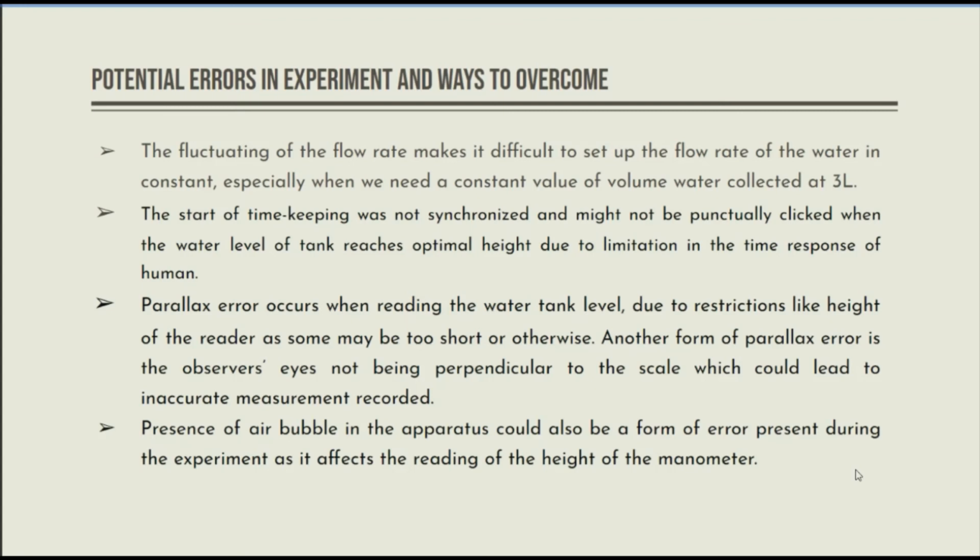Another form of parallax error is the observer's eyes not being perpendicular to the scale, which could lead to inaccurate measurements recorded. Lastly, the presence of air bubbles in the apparatus could also be a form of error present during the experiment as it affects the reading of the height of the manometer.